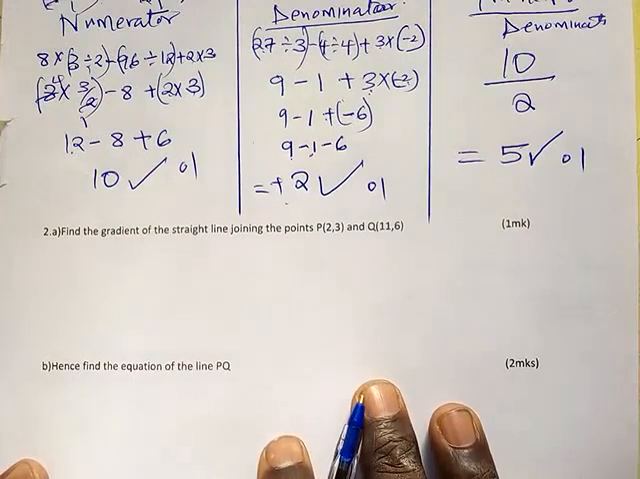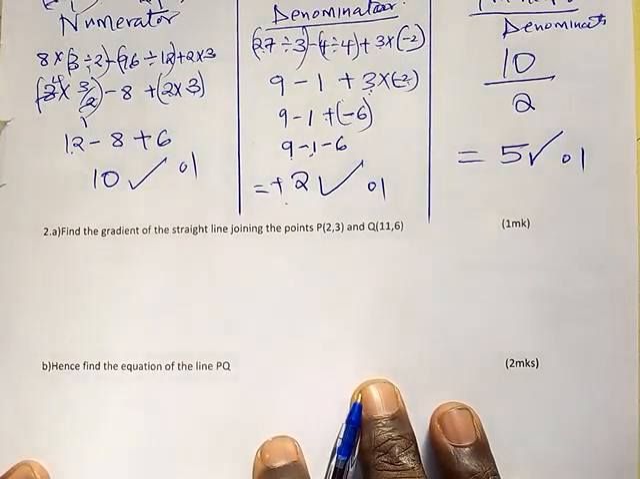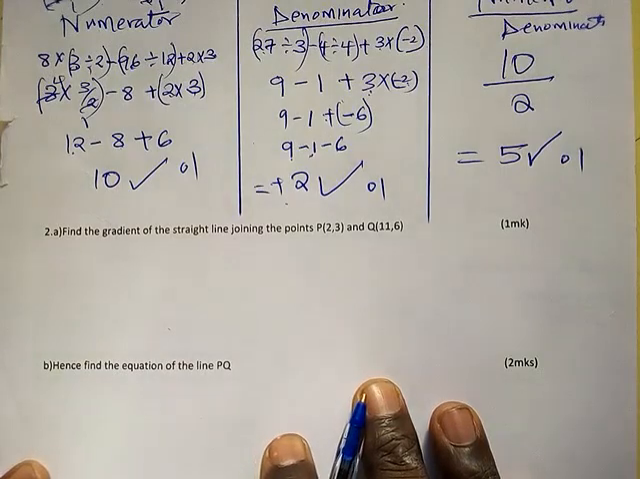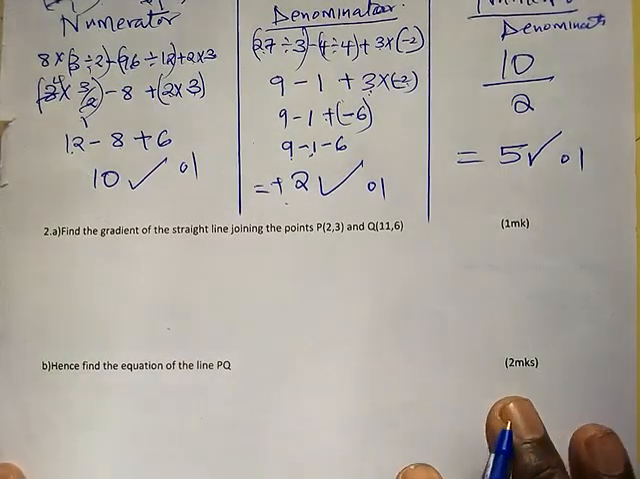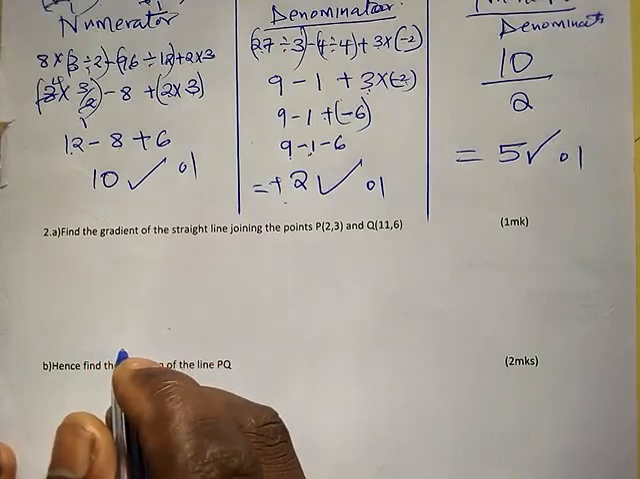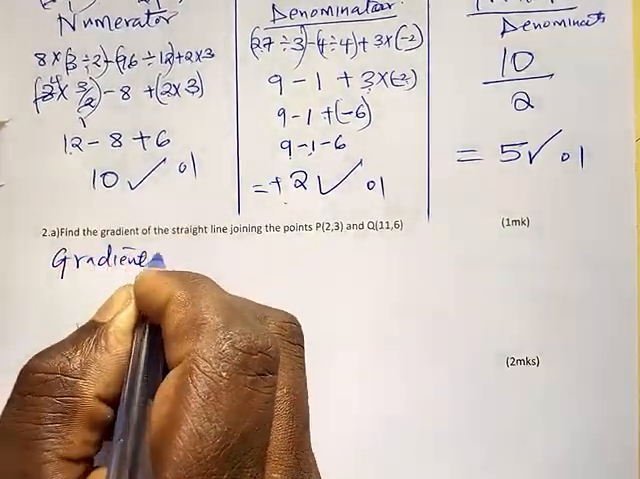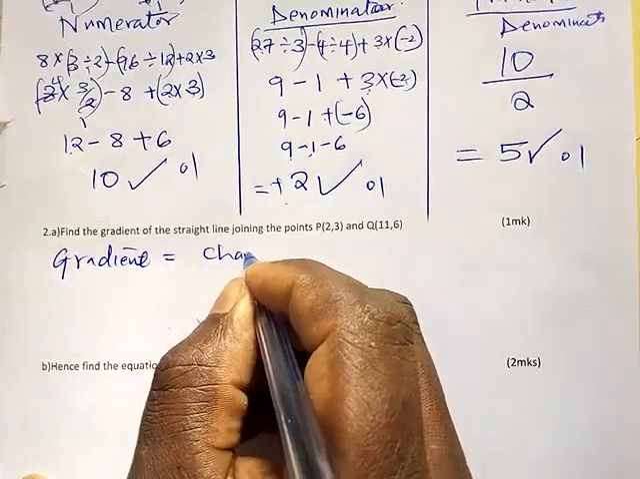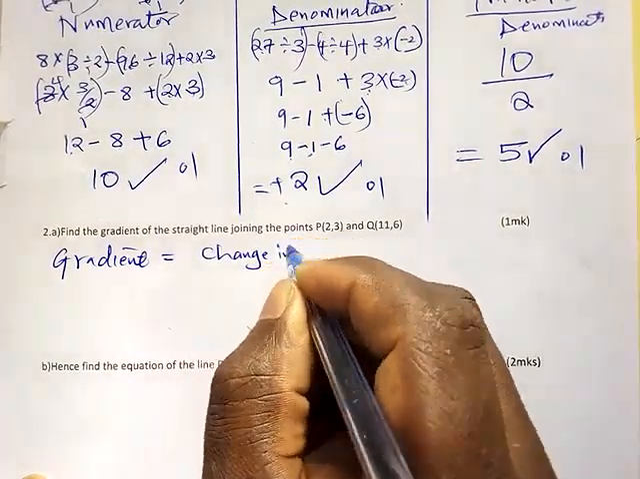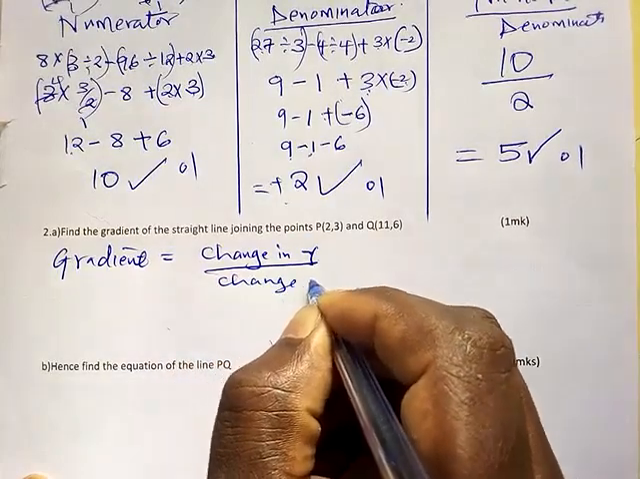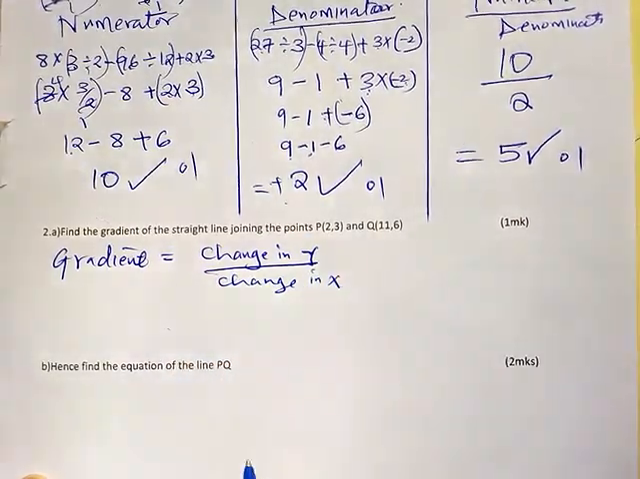Find the gradient of a straight line joining the points P(2, 3) and Q(11, 6). We want to find the gradient. That's Form 2 work now. But how do we get the gradient? Gradient is equal to change in y divided by change in x.